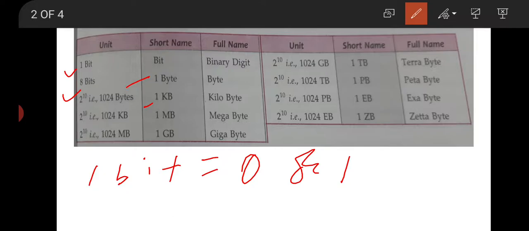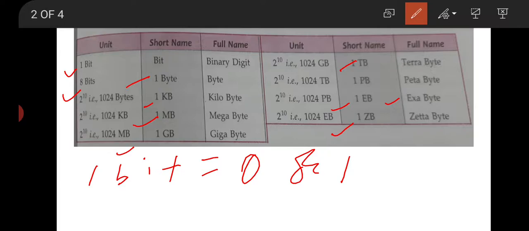Now 1024 kilobytes (KB) make 1 megabyte, and 1024 megabytes make 1 gigabyte. 1024 gigabytes make 1 terabyte, 1024 terabytes make 1 petabyte, 1024 petabytes make 1 exabyte, and 1024 exabytes make 1 zettabyte. Now these are the memory units of a computer.